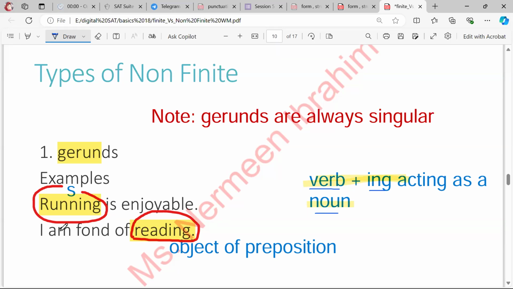Right. I am fond of reading. That's another gerund, but this time it's acting like an object of preposition. It's a noun acting as an object of preposition. So the first type of the non-finite forms of the verbs is gerunds. And what are gerunds? Verb plus ing acting as a noun.